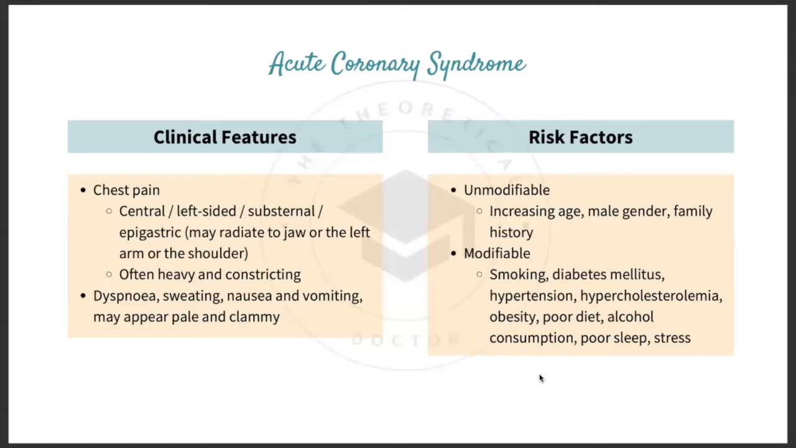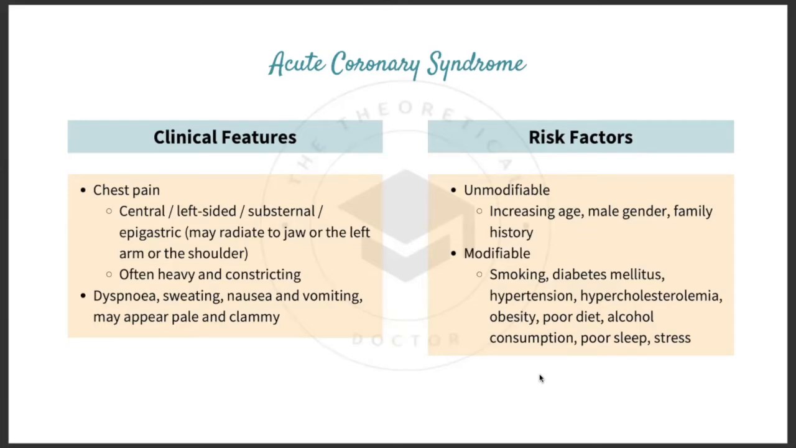Okay, so here are some clinical features. Obviously, they'll come with a chest pain. So the chest pain can be central or left-sided, substernal, or even epigastric. So the thing is that it's not common to have an epigastric pain, but some may present with epigastric pain. And with this pain, it may radiate to the jaw or the left arm or the shoulder. And this is actually due to the presentation of the dermatomes.